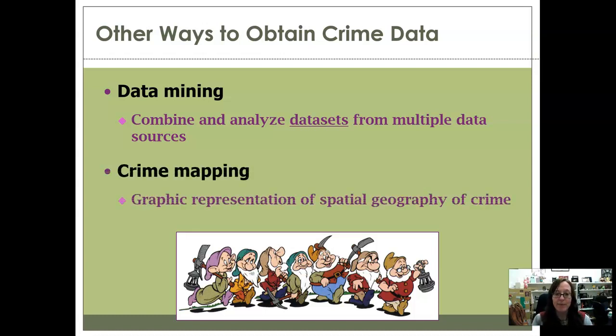And then we have crime mapping, which is where you're looking at the spatial geography of crime. You literally are mapping crimes on a map and seeing where they cluster, and maybe they cluster in certain areas or at certain times. That's the main focus of crime mapping.